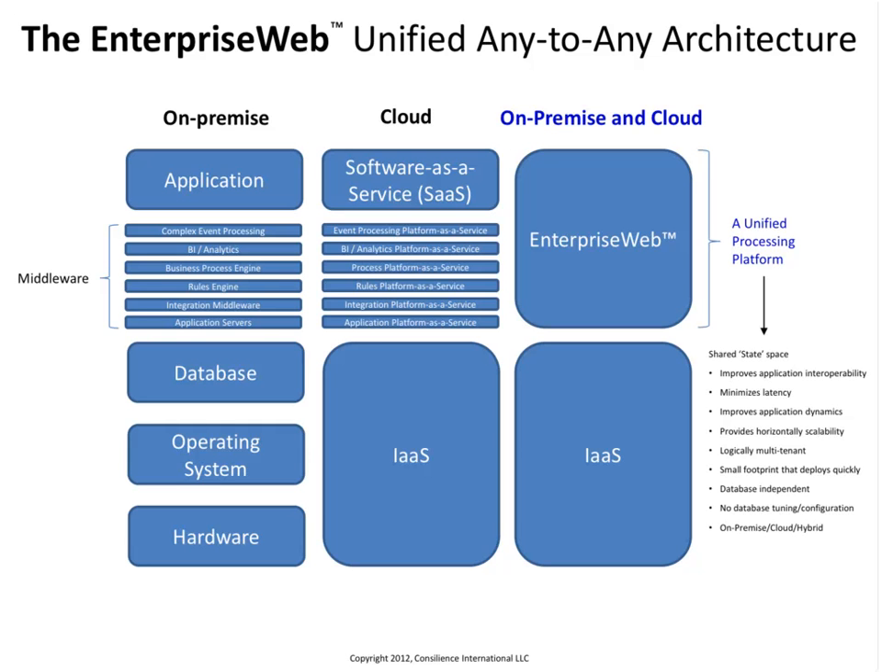And what we offer is a model that works for on-premise and the cloud. It's a unified processing platform, one single processing engine, one single processing model that supports events, analytics, processes, rules, integration, and application modeling all in one. And the advantage of that is it's one thin layer, it's extensible, it can do all of these things in a single cycle to provide very rich transactions.